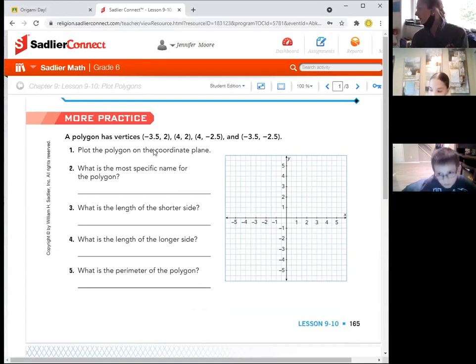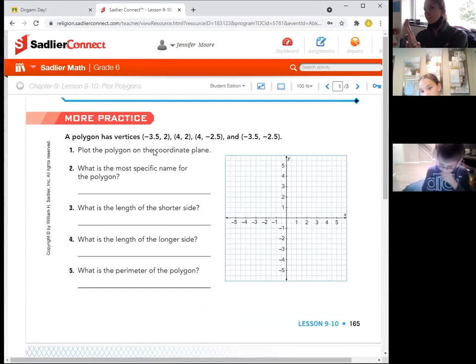Everyone's on 165. So I'm going to be checking over the next couple days that all of these exercises we've done together, plus the ones you're responsible for independently, are completed. So we have classwork and we have homework. Classwork must be completed as well as homework. So we're doing 165 right now together.